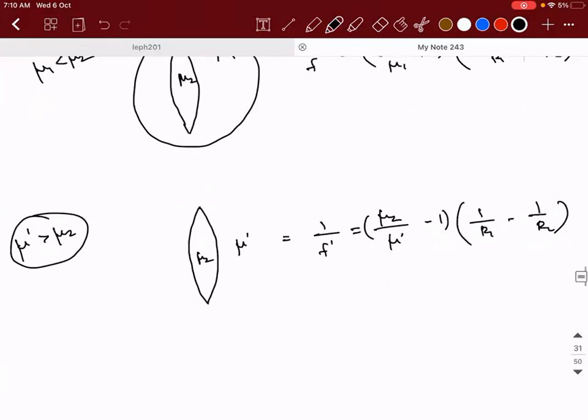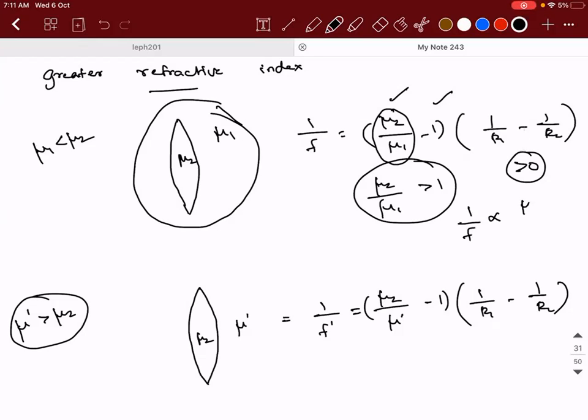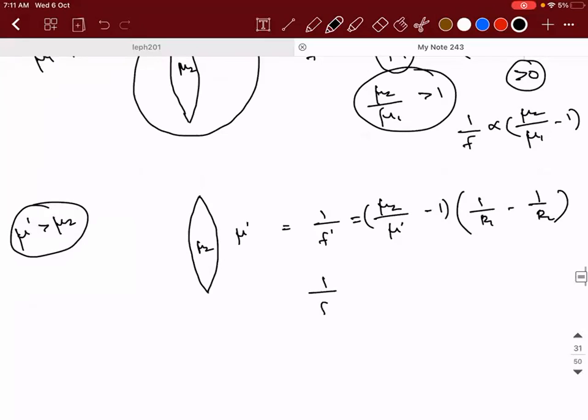Now listen, here mu2 by mu1 is greater than 1. Accepted? Yes, sir. So the value is greater than 1, minus 1, so this value will be positive, greater than 0. So I can put it like this: 1 by f is directly proportional to mu2 by mu1 minus 1. Whereas here, 1 by f dash is proportional to mu2 by mu dash minus 1.